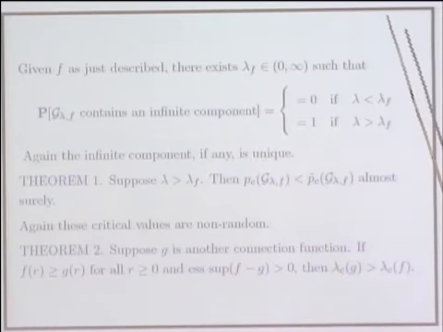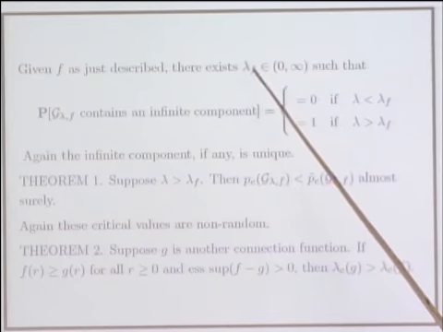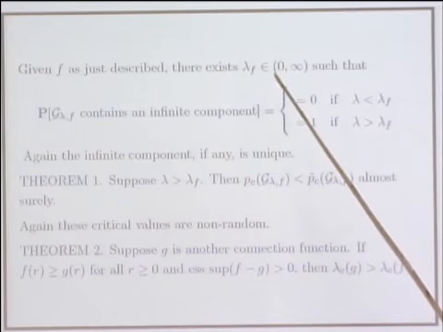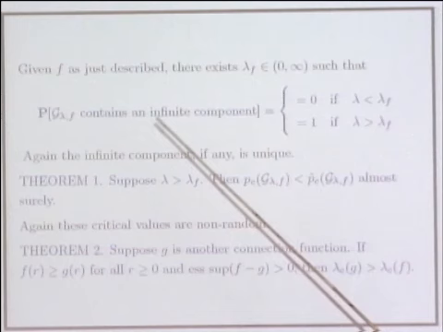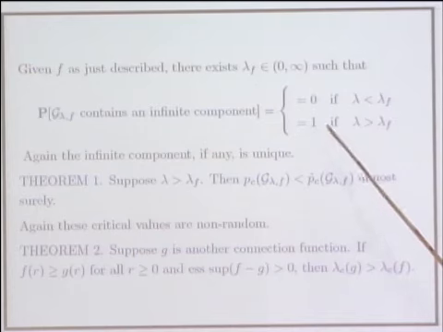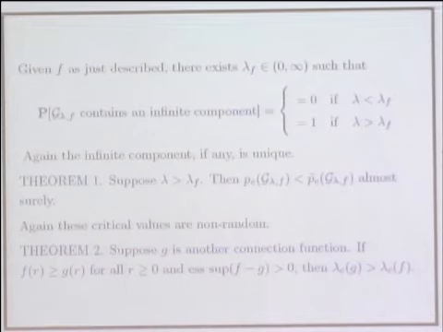So we're now given the f. The connection function is specified, and then we can vary the lambda, the Poisson intensity, and if it's big enough, given such f, then there is some critical value lambda, such that if lambda is above that critical value, there is an infinite component almost surely, and if it's below the critical value, there is no infinite component almost surely.